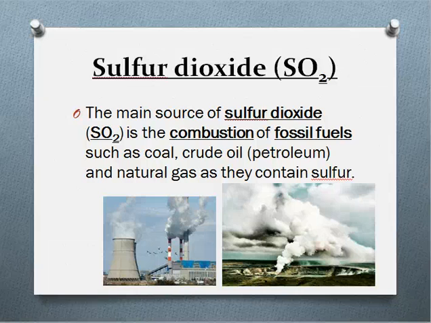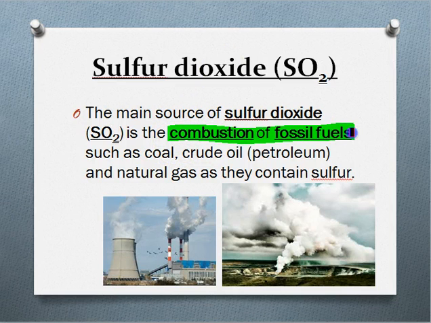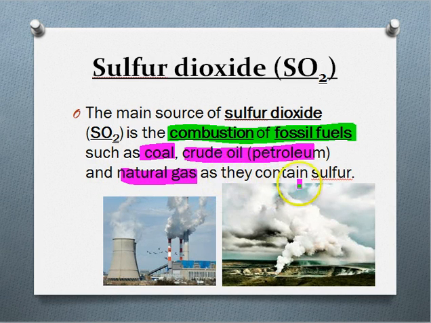Next one, sulfur dioxide. This is the third one that we're talking about. We have gone through carbon monoxide, we have gone through oxides of nitrogen, and now we're going to move on to sulfur dioxide. Sulfur dioxide main production is because of the combustion of fossil fuels. Fossil fuels are the key here. What fossil fuels do you have? You have coal, crude oil, natural gas. They contain sulfur. So when you burn these, the sulfur will react with the oxygen in the air to give you your sulfur dioxide.